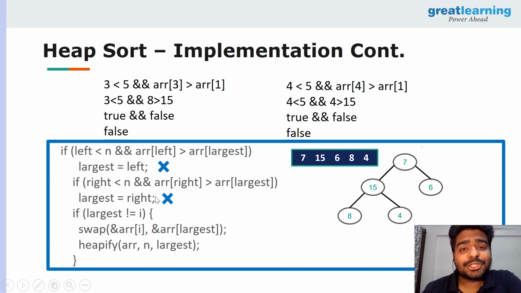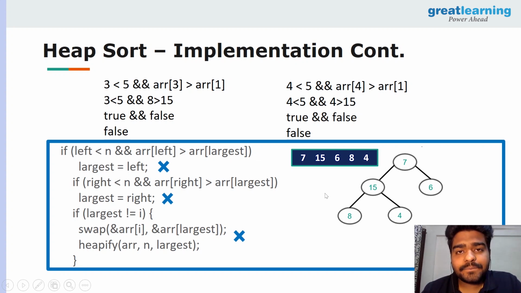But still there is a chance because we have one more if. Let's see what that is. Largest not equal to i. Largest value was 1. i value was also 1. 1 is not equal to 1? That is wrong because 1 is equal to 1. So these two lines, again, we need to skip. I hope you understood all these things.